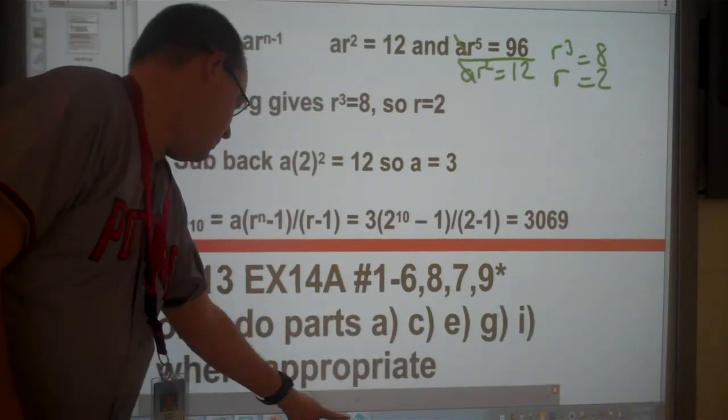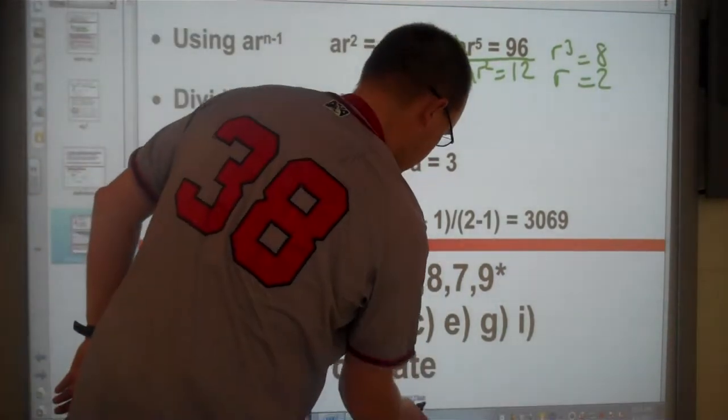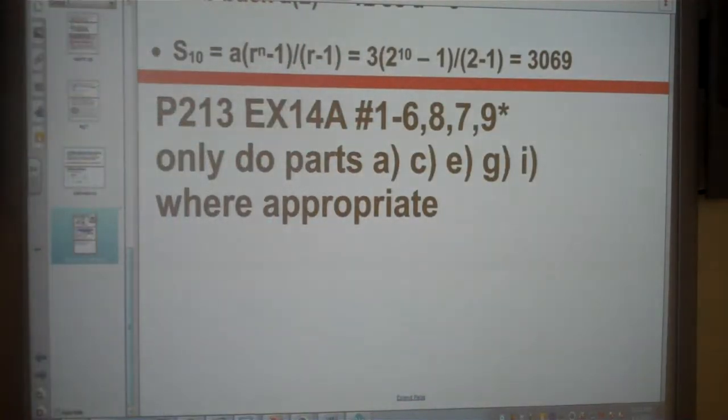Having seen those examples, you should probably have a try now on the following questions from the book. 9 sometimes turns out to be quite difficult because it involves algebra and a bit of a proof as well. But have a look at those questions. I recommend you only do A, C, E, G and I where appropriate, so just half the questions when there are multi-step problems.